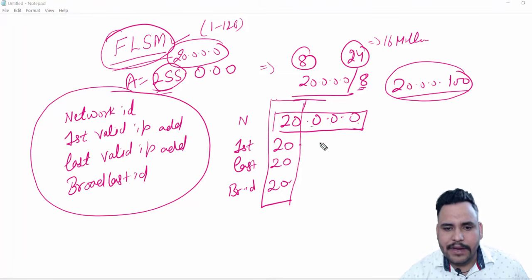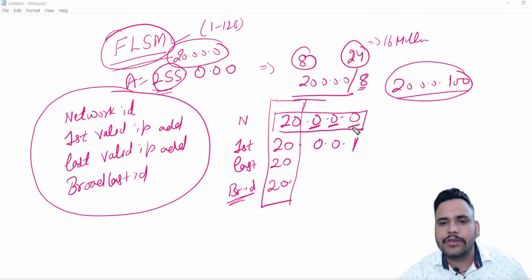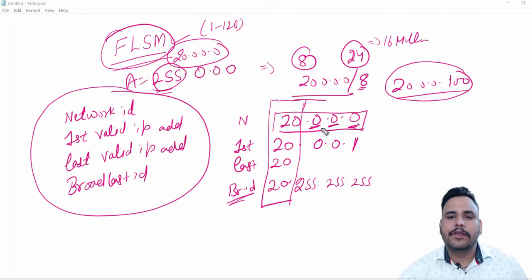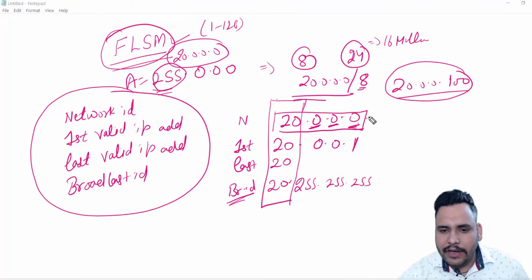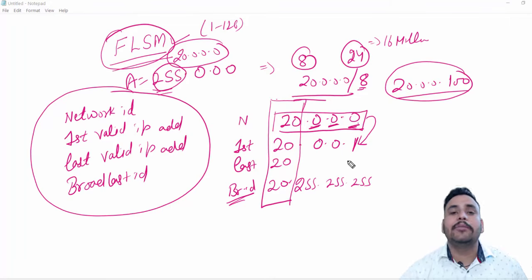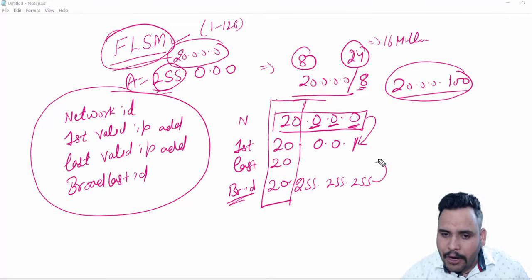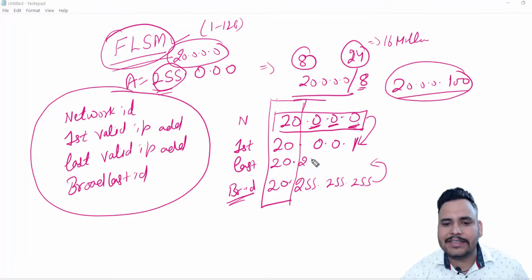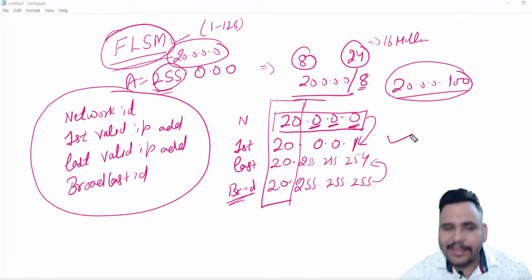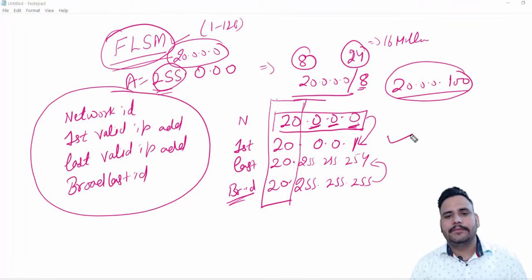So the first IP address is 20.0.0.1. And what is my broadcast ID? If my IP starts from 20.0.0.0, then definitely it should end with 20.255.255.255. So after the network ID my first valid IP should be there, and before the broadcast ID my last IP address should be there. This is the example of A class only.